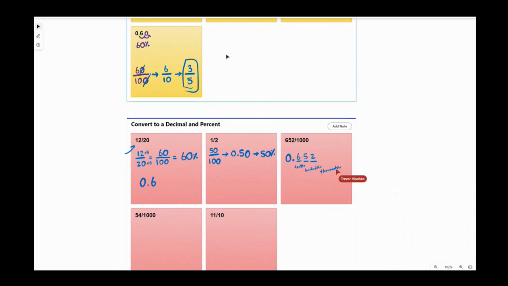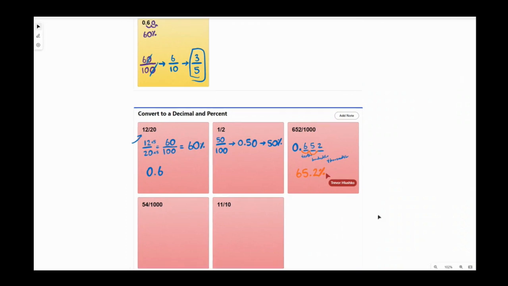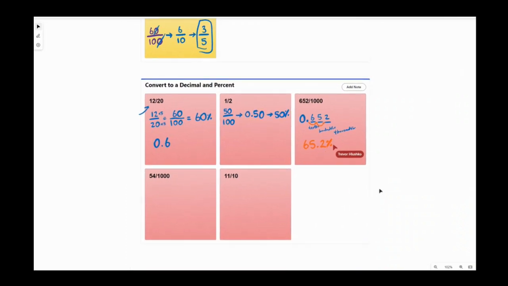To turn a decimal into a percent, I move my decimal over 2 spots to the right, 1, 2. So as a percent, I am looking at 65.2%. In grade 7, we're not going to deal with too many percentages that are decimals, but they do exist. They're pretty straightforward to work with too, okay?